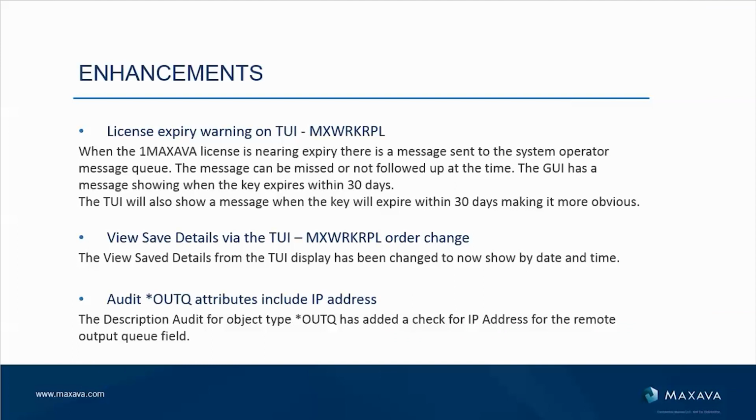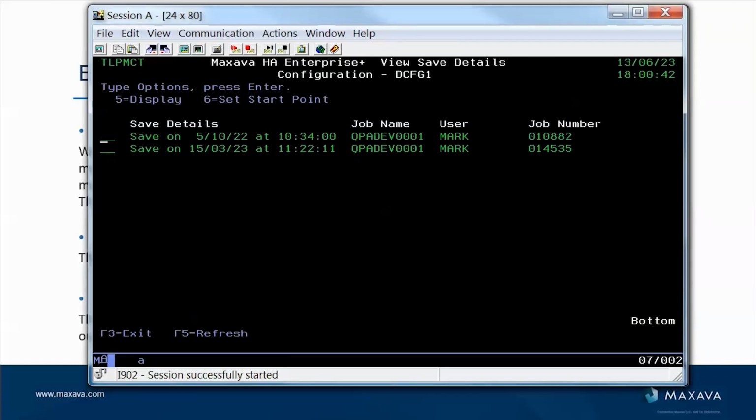Another enhancement, the view save details from the MX Work RPL has had an order change. The view save details from the TUI MX Work RPL has now been changed to show the date and time order. Using option 17 from your configuration view save details, this will present a list of the saves in the now date time format.